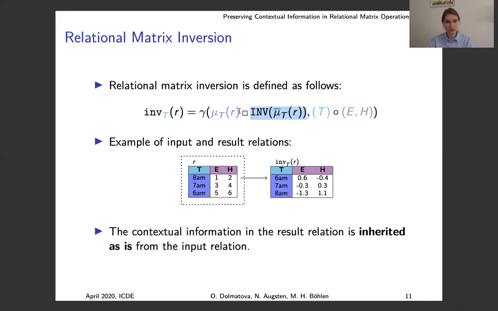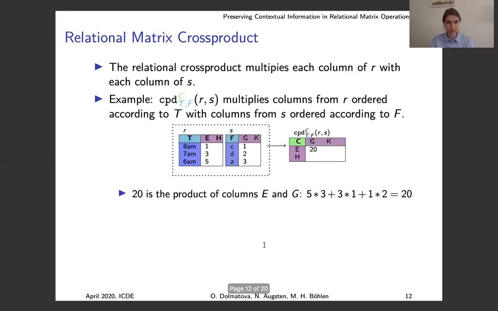Here the multi-R, TR stands for ordered values of attribute T. Here they are ordered. And of course, the schema. The schema in the result relation is the same as the input relation. Because the inverted matrix has the same cardinalities as the input matrix, the relational inversion preserves the entire contextual information as is. But this is not always the case.